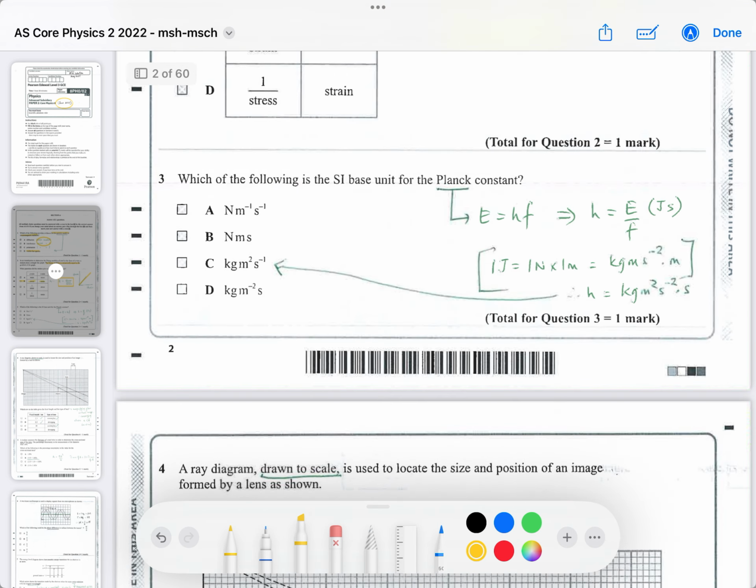Question 3, which of the following is the SI base unit for the Planck constant? So Planck constant comes in this equation, so you can use it to work out its unit. h will then be joules seconds. So you've got to change joules into newtons times meters, and a newton is kilograms meters seconds to the minus 2, because it's mass times acceleration. Multiply that by meters, there it simplifies. Multiply by seconds for the joule seconds. So that simplifies to kilograms meters squared seconds to the minus 1, which gives you an answer of C.